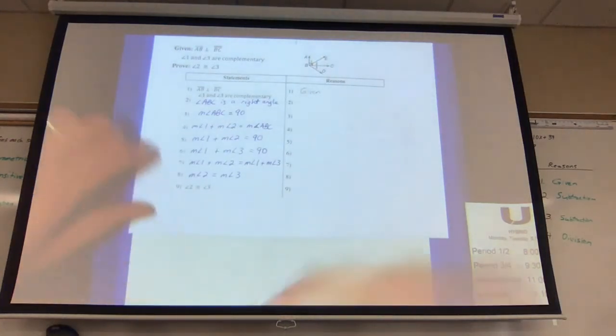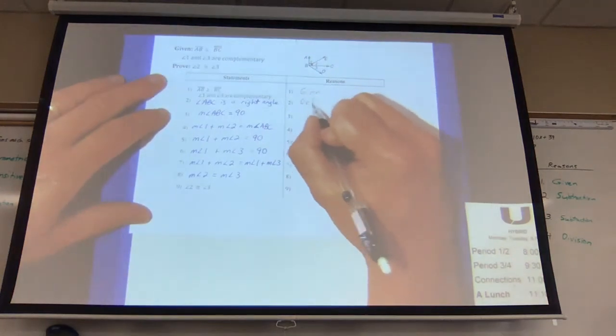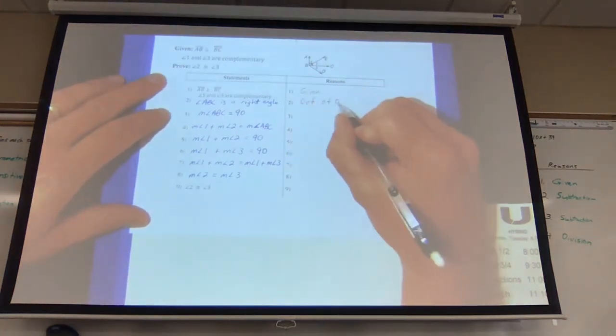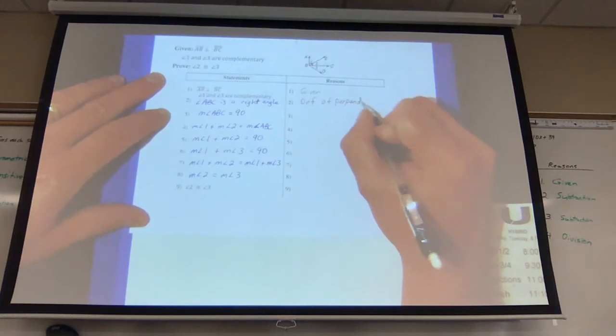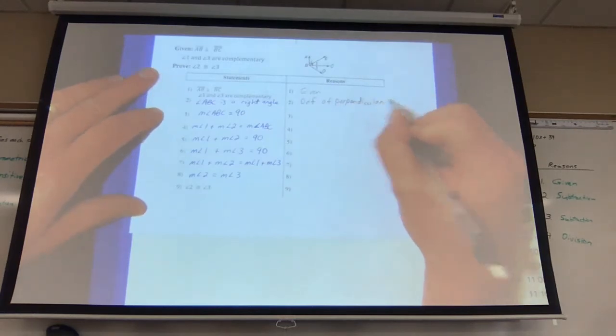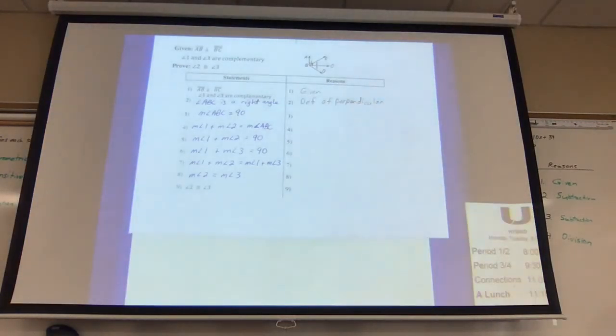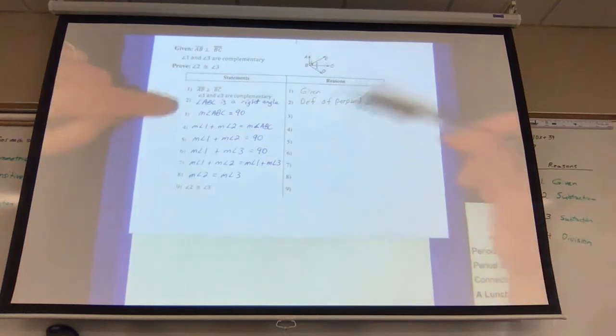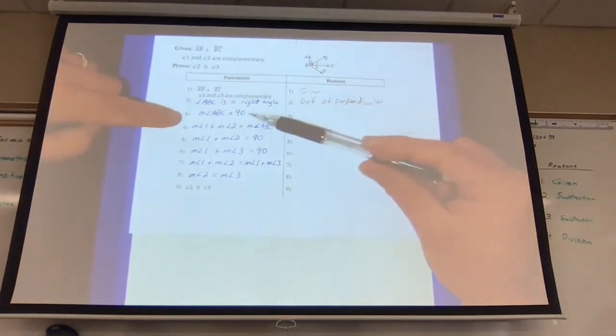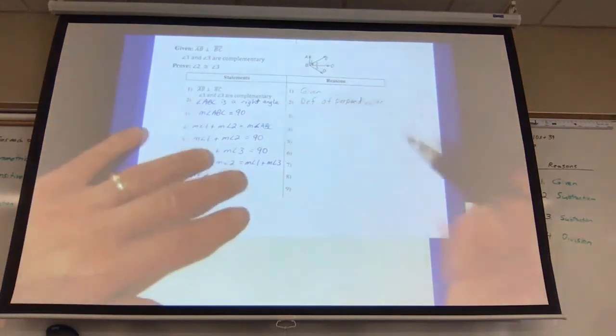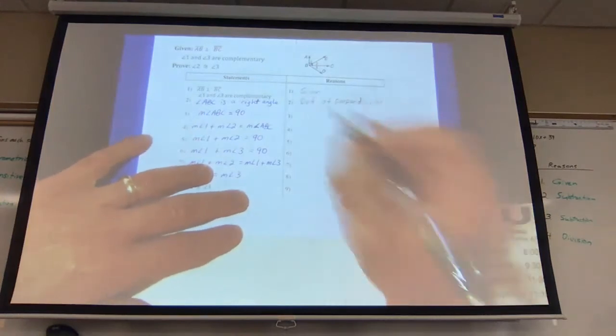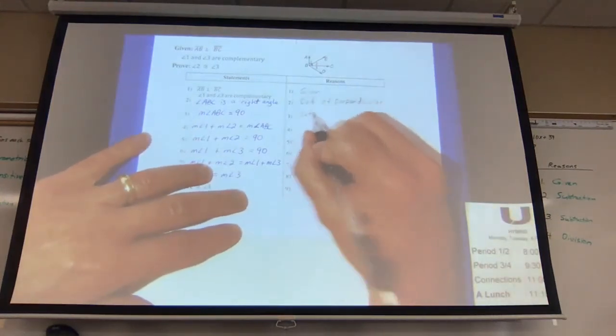Now, our reason for that goes back to our definition of perpendicular. When we define perpendicular lines, we said that they form a right angle where they intersect. And then from step 2 to step 3, if it forms a right angle, then we know that that right angle is 90 degrees. So anytime you have a right angle, it's going to be 90 degrees. That's from the definition of a right angle.